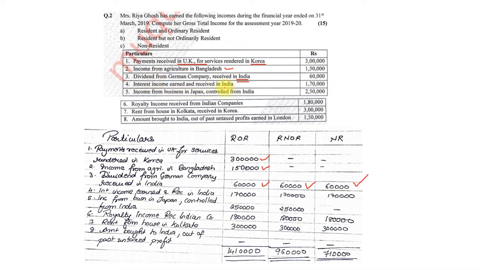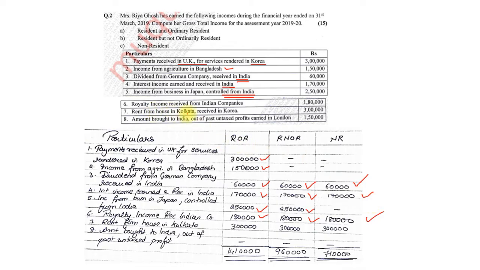Interest earned and received in India. Again, India, everyone has to pay. Next, income from business in Japan, controlled from India. The word control, manage or set up from India. The first two categories of people will have to pay. Royalty received in Indian company, again Indian, everyone pays for it.